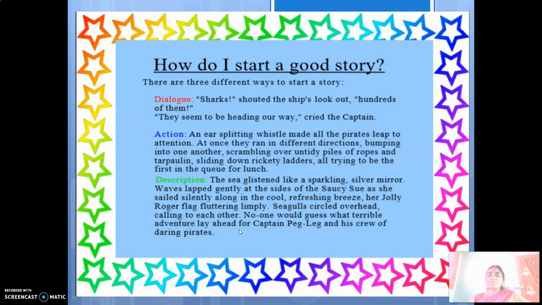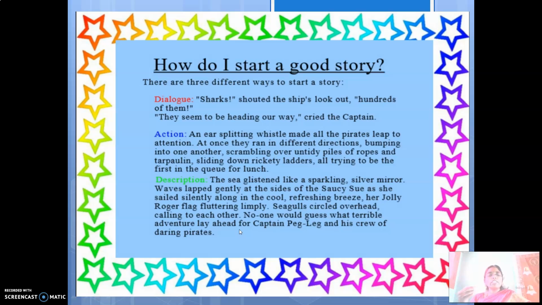So this is a description. See how beautifully they are describing. The sea glistened. Glistened is shining, like a sparkling silver mirror. Fantastic explanation, description. Sparkling like a silver mirror. Waves, how the waves are: lapped gently at the sides of the saucy Sioux as she sailed silently along in the cool, refreshing breeze. So for the air which is coming also, they are using the adjectives cool, refreshing, right?